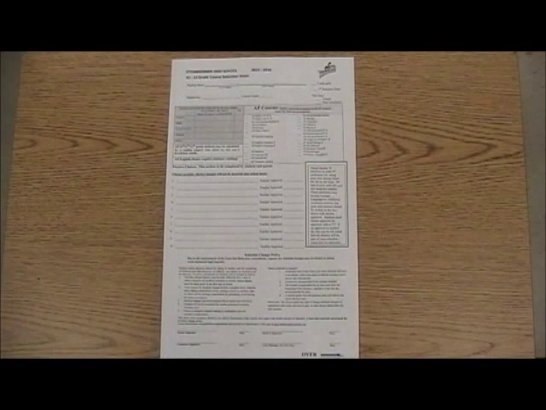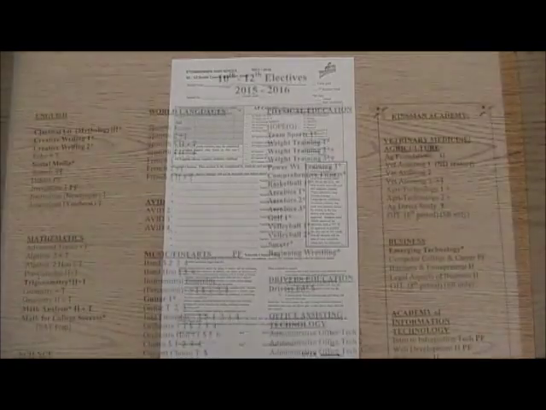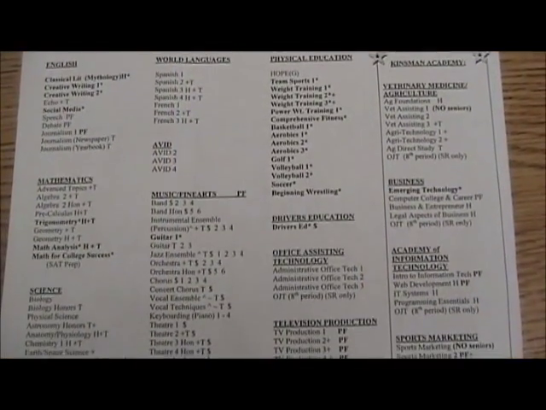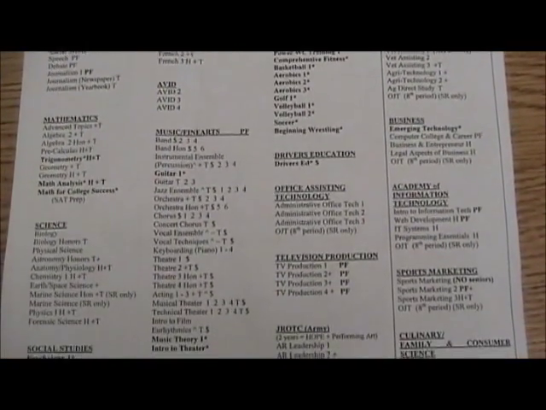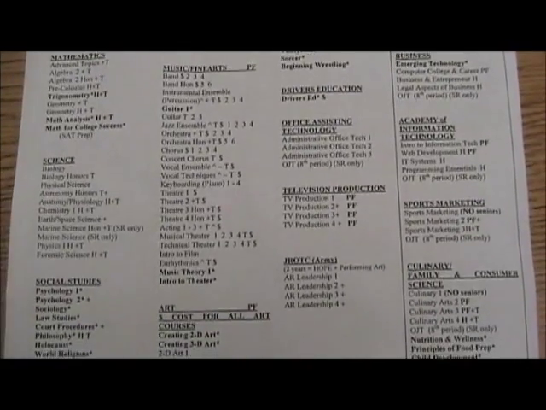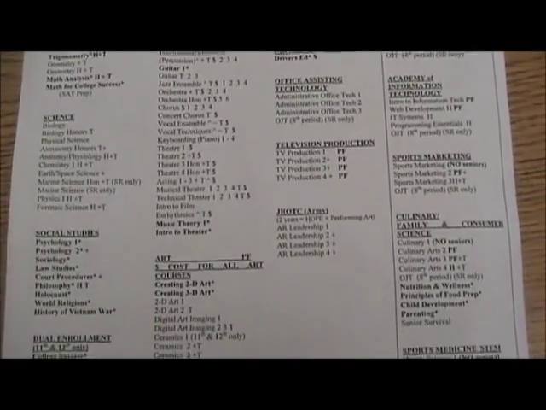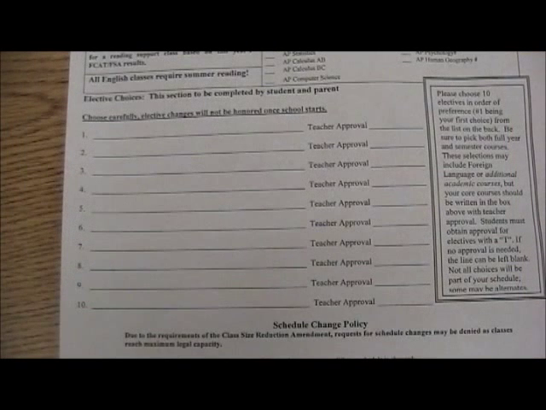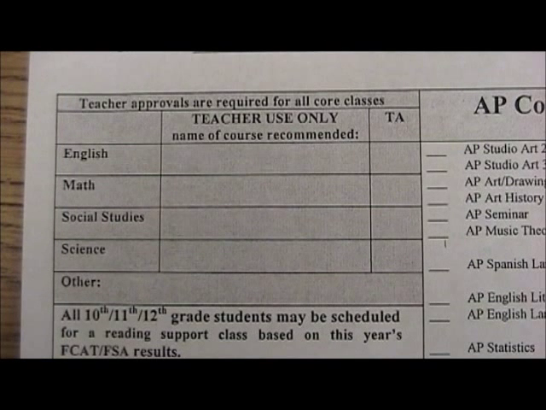Now it's time to start picking your classes. List 10 electives that you would be interested in taking, making sure that number 1 is the class you most want. These classes can include foreign language and additional academic courses, for example, a second science or math, but your core courses must be in the box above with your teacher's initials. Please list both full year and semester electives. Some classes require teacher approval.